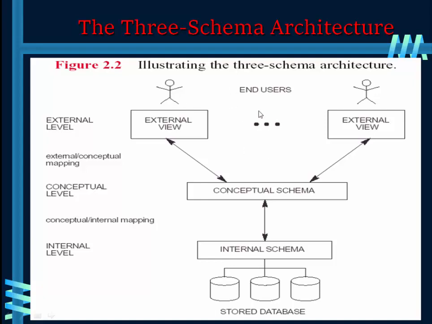So this architecture contains three levels or layers of the database management system. Those are called the external level, conceptual level and internal level. These are the three important levels of this DBMS architecture. So let us see the first one, that is the external level. This level is also called the view level.